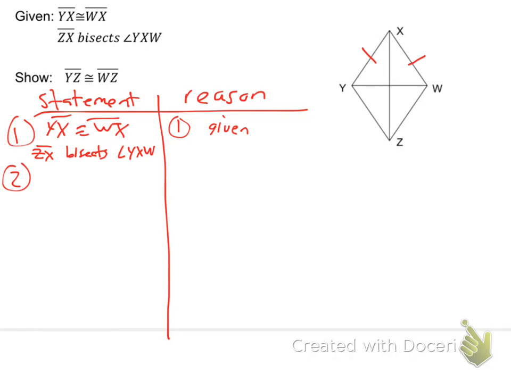Okay. So what should we state? Definition, angle bisector. What would be the reason or statement, if that's the reason? Would be angle YXZ is WXZ. Is that right? Which means this angle and that angle are the same?